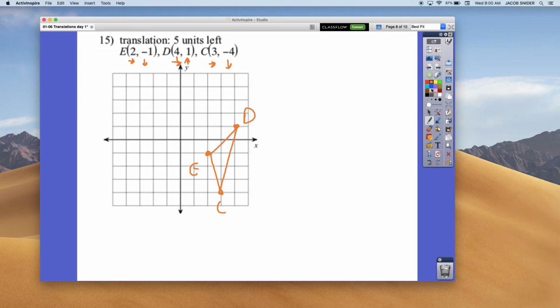All right, so what am I doing now? Let's go back to my directions. My directions say 5 left, so I'm going to take 5 to the left. Let's start with D. 5: 1, 2, 3, 4, 5. D prime. E: 1, 2, 3, 4, 5. C: 1, 2, 3, 4, 5. And there we have our shape.